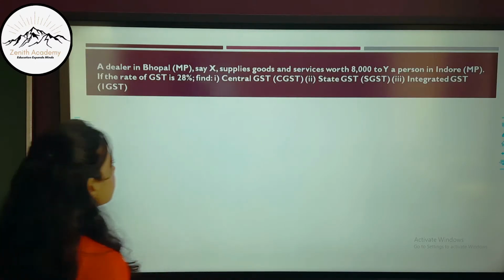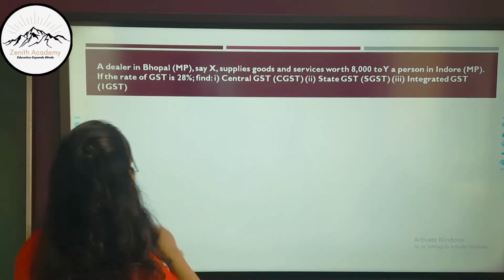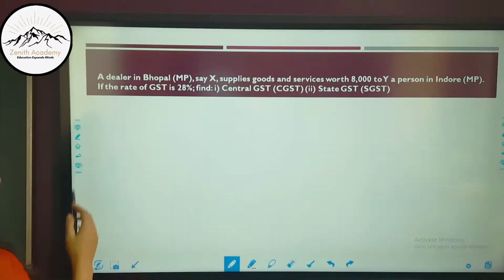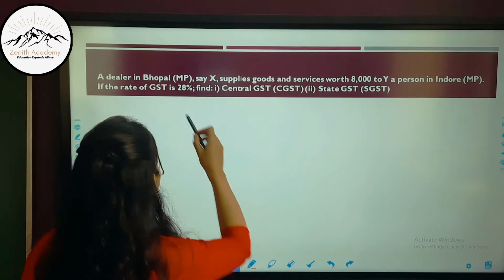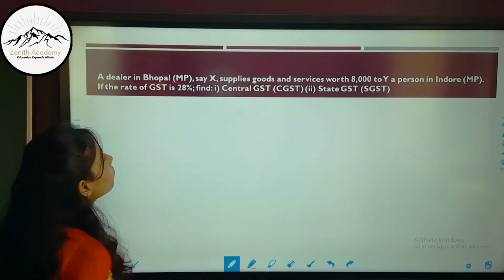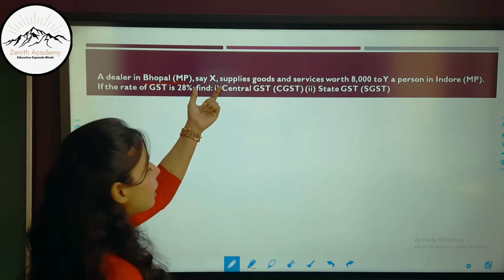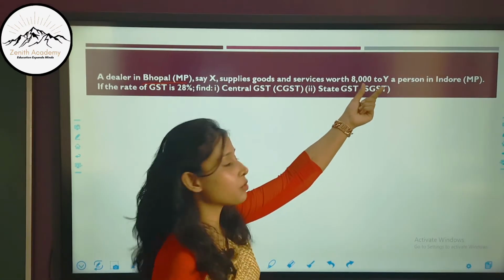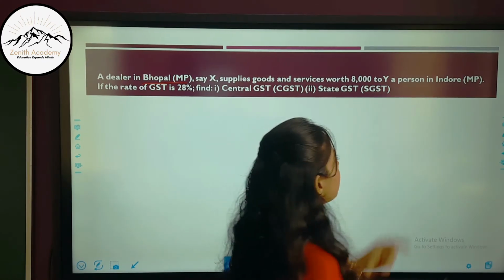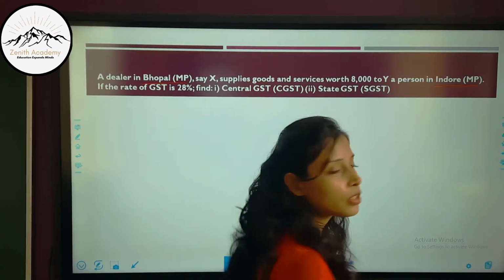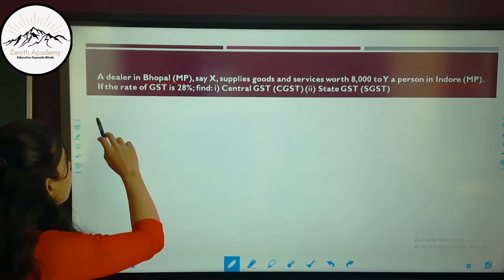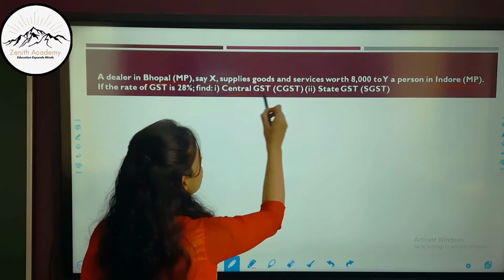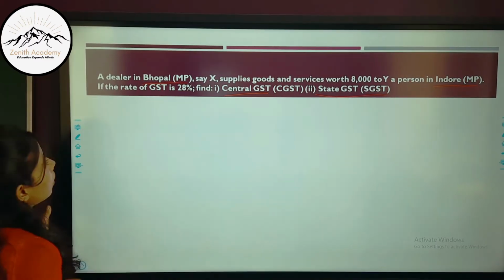Now let's start solving some questions. Now we know what is intrastate and interstate. So let's begin. A dealer in Bhopal in Madhya Pradesh, suppose the dealer name is X, supplies goods and services worth 8,000 to Y, a person in Indore. Indore is also in Madhya Pradesh. So if the rate of GST is 28%, find CGST and SGST.